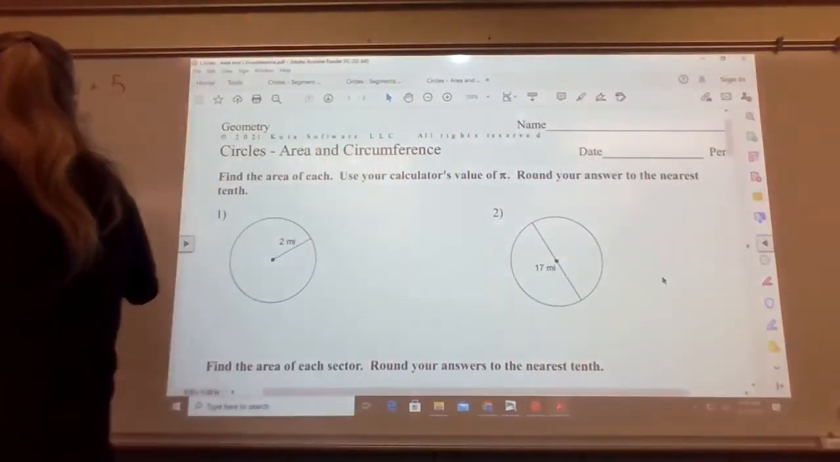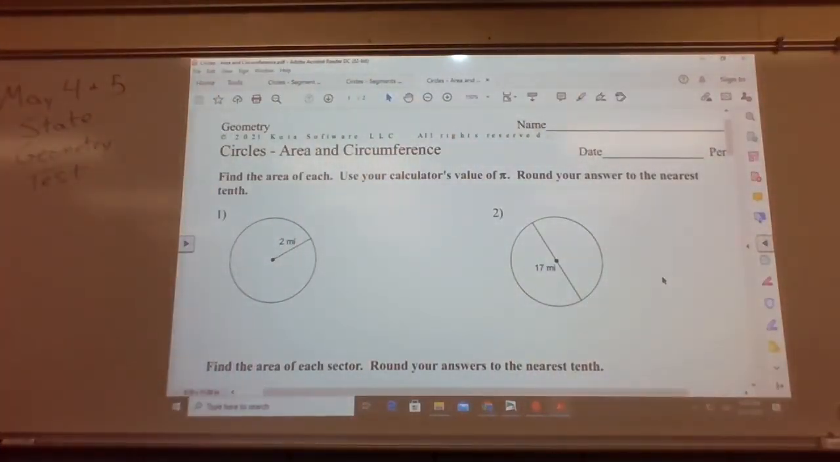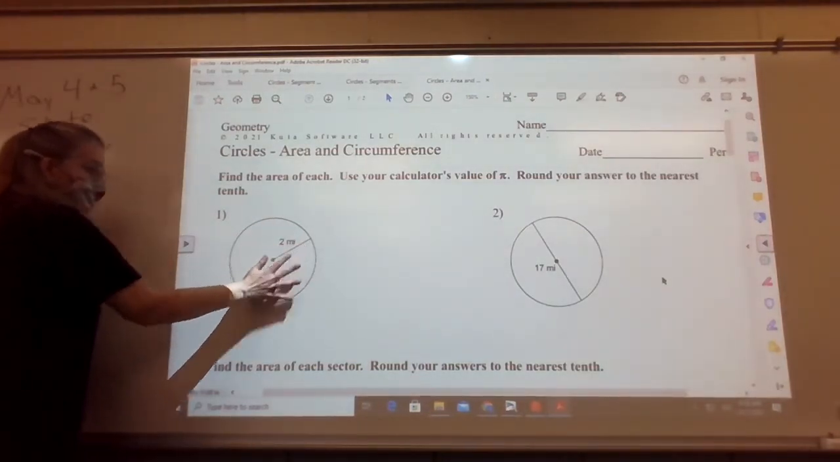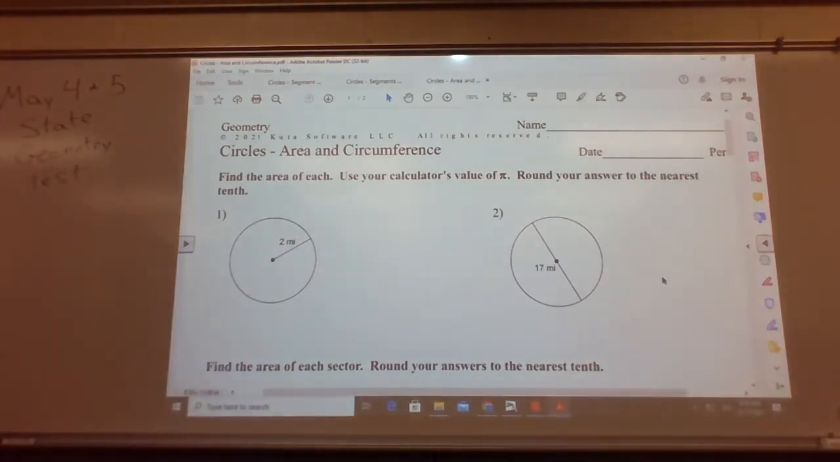Right, so area of a circle. Area of a circle is the amount of space inside this circle. It's inside. So does anybody happen to remember the formula for area of a circle? And apparently not a lot of you, because the percentage wasn't very good on that pretest.